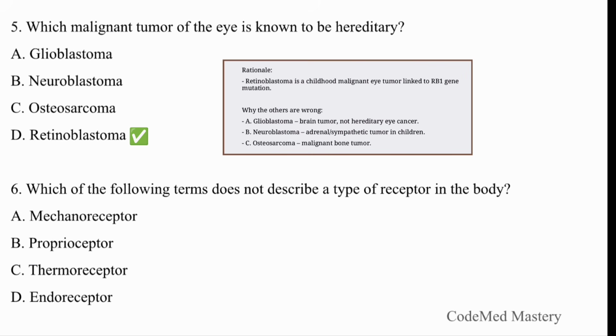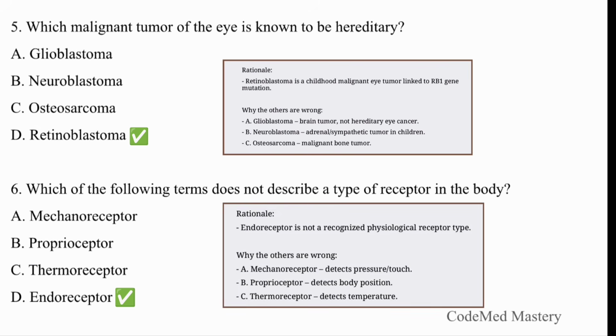Let us see question number 6. Which of the following terms does not describe a type of receptor in the body? Option A, mechanoreceptor. Option B, proprioceptor. Option C, thermoreceptor. And option D, endoreceptor. The right answer is option D, endoreceptor. Endoreceptor is not a recognized physiological receptor type.